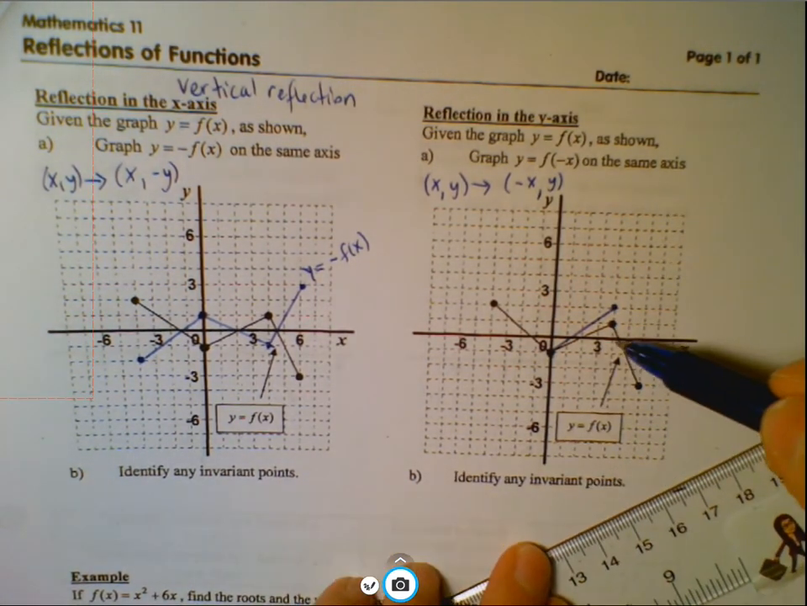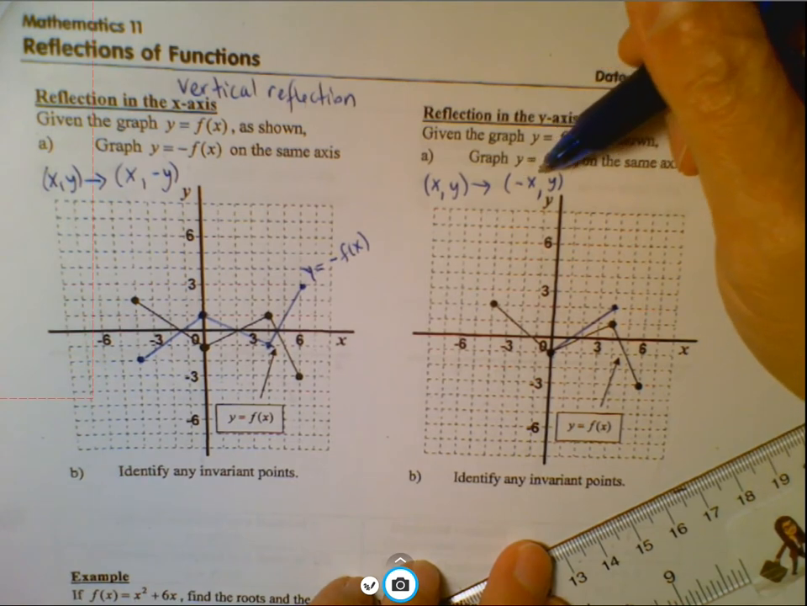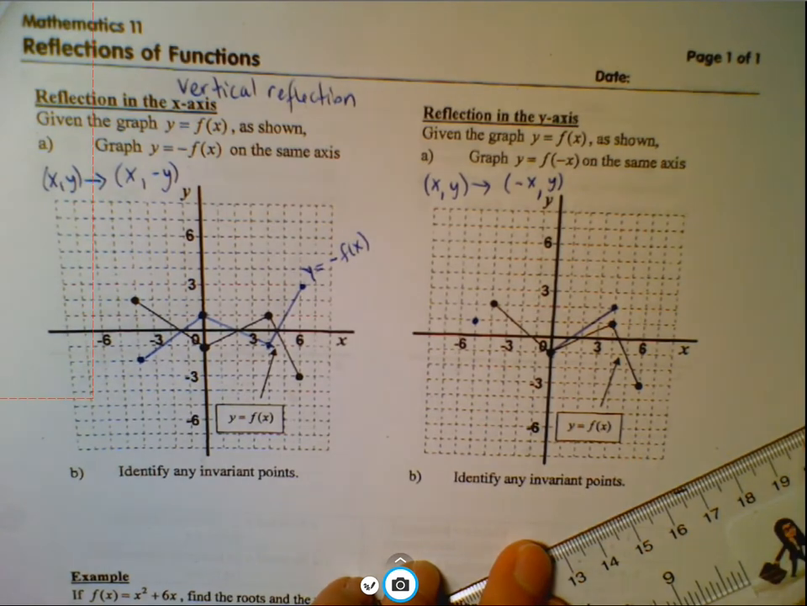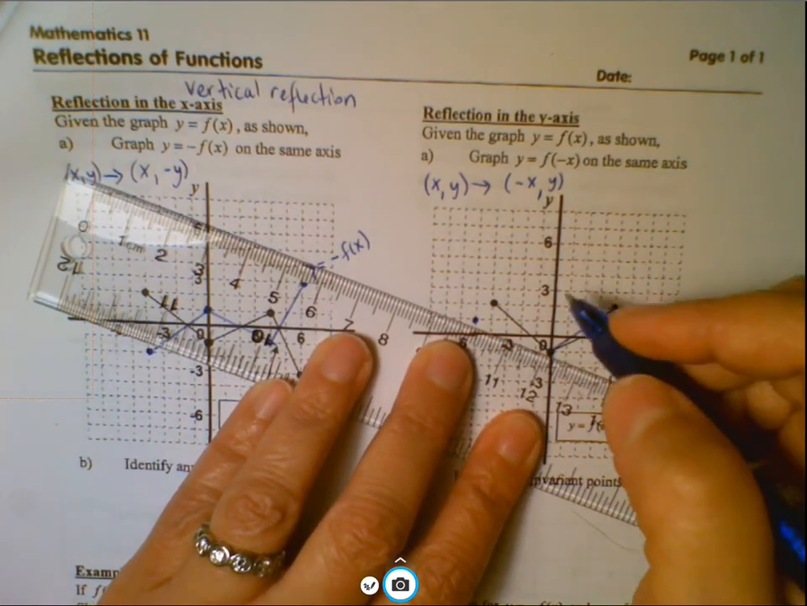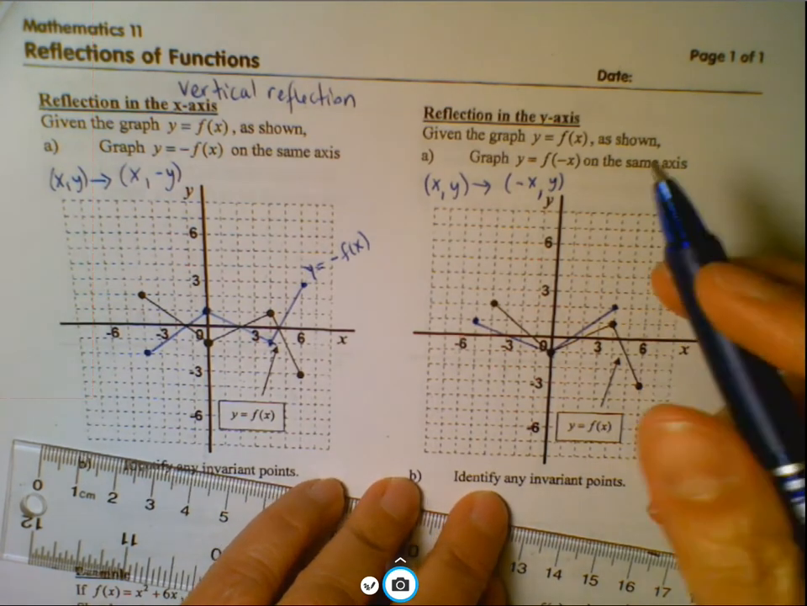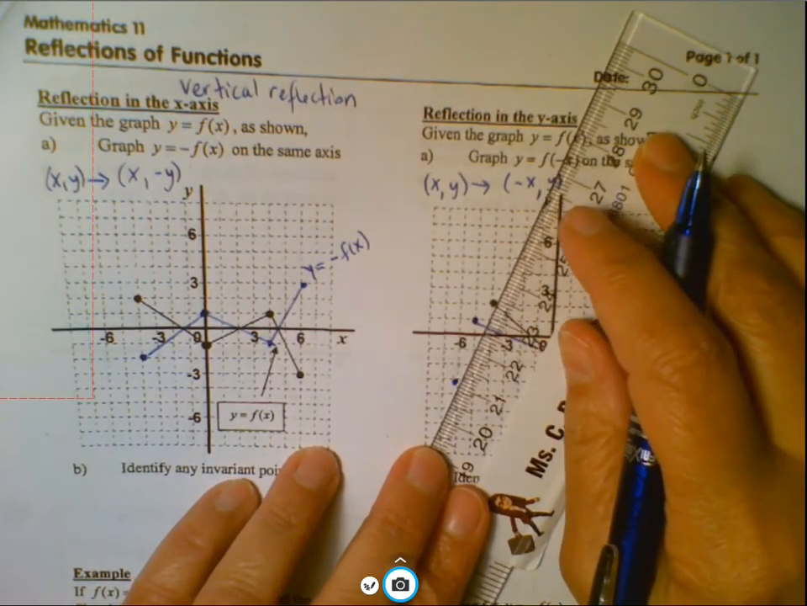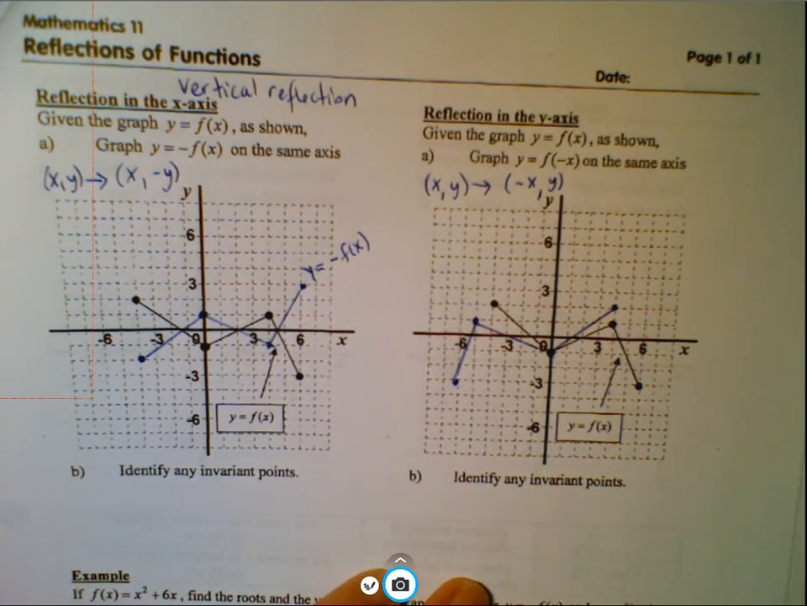Next I have the point (4, 1), which is now going to become (-4, 1). So (-4, 1) is here, and I'm going to connect the dots. And then the last one, (6, -3), is going to become (-6, -3). Okay, and then what I'm left with is this tarantula-like thing.